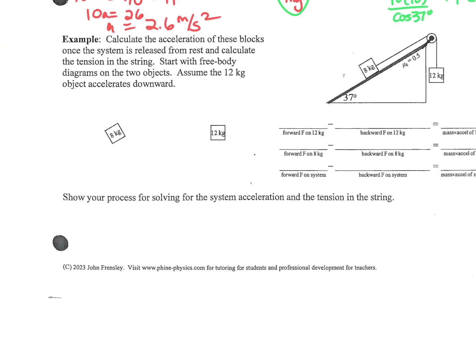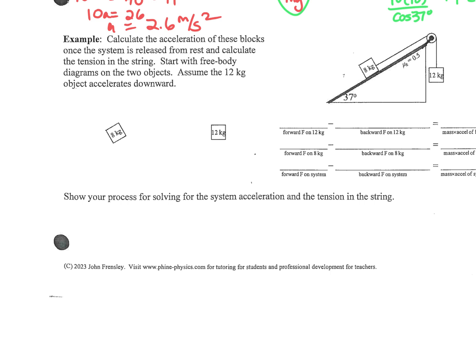All right, calculate the acceleration of these blocks. Start with free body diagrams. Here we go, last example. So for the 8 kilogram block, what do we have acting on it? We have the force of gravity acting downward. We have the normal force acting this way. We have tension this way.